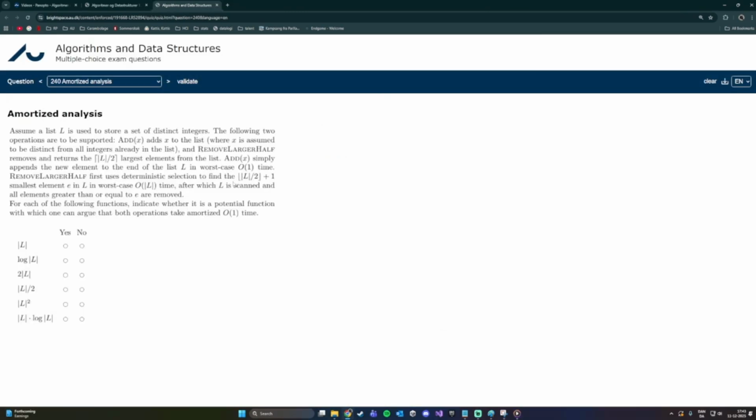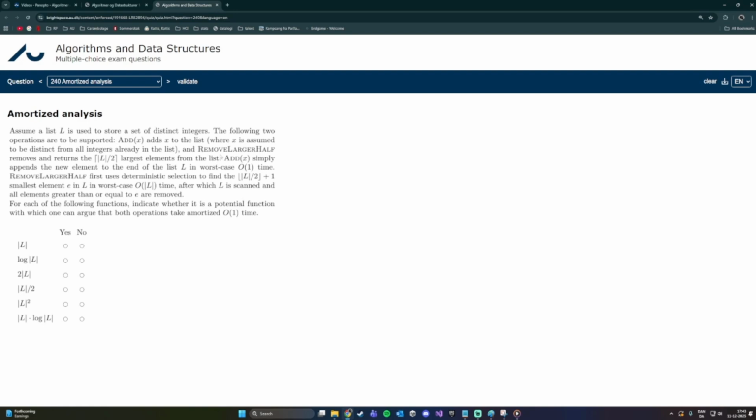Right, so let's take the first question here. It really tripped me up a lot when I did this last year, but I did figure it out in the end, so I'm going to try to pass on that knowledge. It says that we have a list with some distinct integers in it, and two operations. We have add, which adds x to the list, and we have remove larger half, which removes and returns the half of the largest elements from the list.